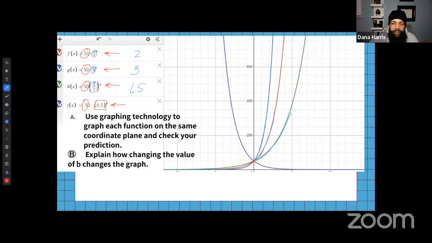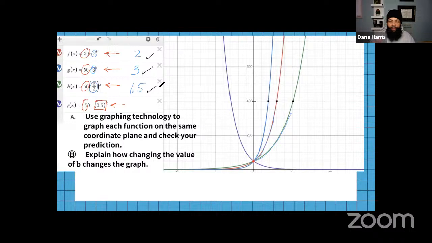When we look at these different points, I'm going to put a point right there. So all of these functions reach 400. Here's a y value of 400. But if you notice, it takes the least amount of time for the growth factor of 3 to reach 400. And then it takes a little more time for the growth factor of 2 to reach 400. And then it takes the most time for the growth factor of 1.5 to reach 400.